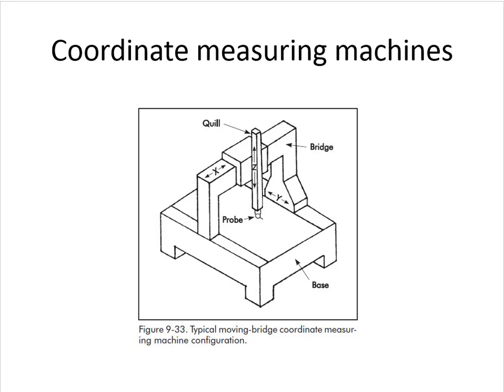So that's the end of this movie. I'm going to talk about gauge allocation tolerances in the next movie. And that's the end of the chapter 9 slides.